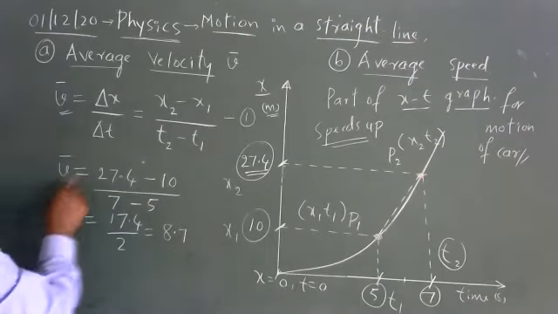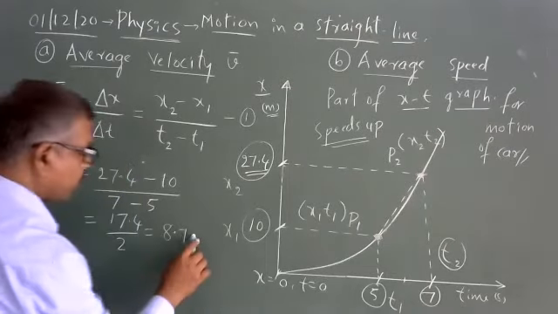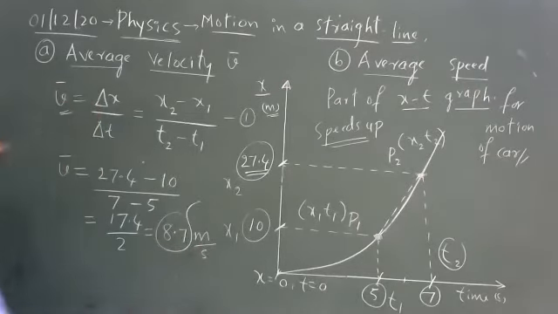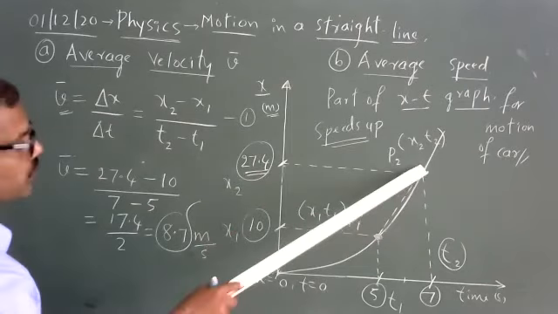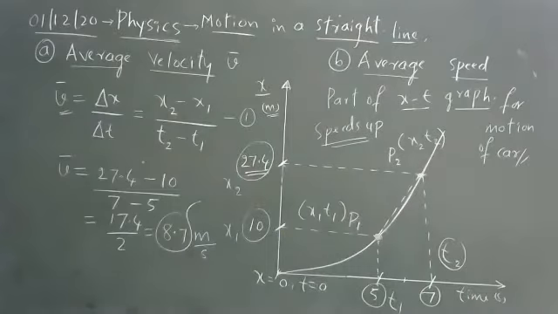Since it's a velocity, this displacement is measured in meter, time is measured in second. I'm free to write meter per second. So what is this 8.7? 8.7 is called average velocity between these two points, P1 and P2. V bar is the average velocity.